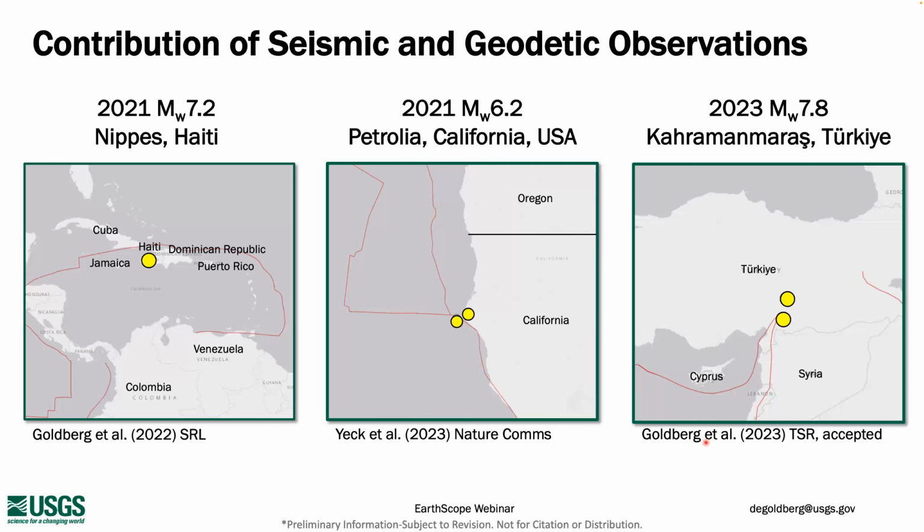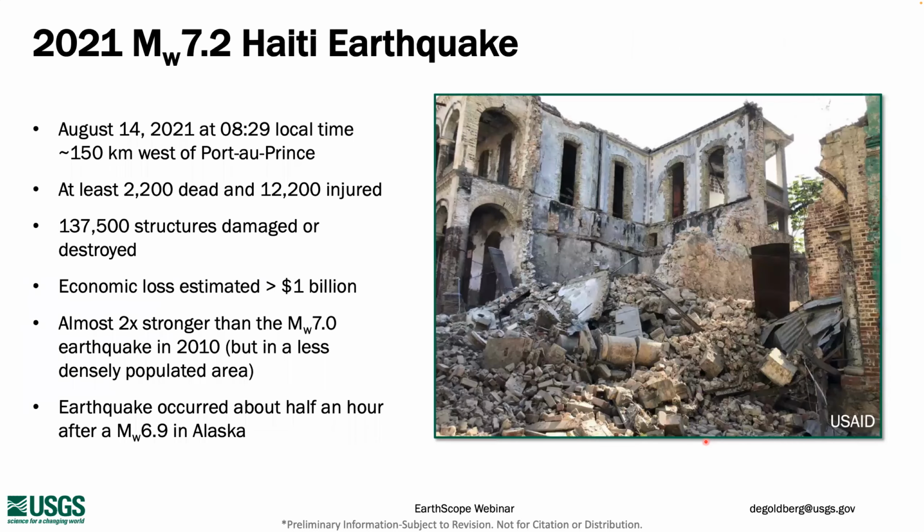So starting with the 2021 magnitude 7.2 earthquake in Haiti, it's been a while, so I'll give you some quick background. It occurred on August 14th, 2021, about 150 kilometers west of Port-au-Prince, and resulted in thousands of deaths and injuries and hundreds of thousands of damaged structures, with economic loss totaling over $1 billion US.